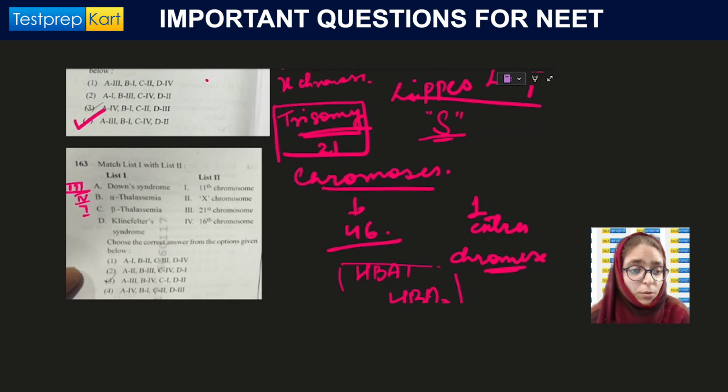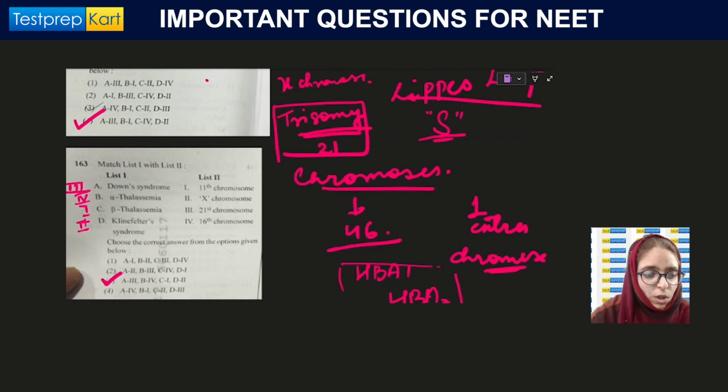And here we have this option number B. Now we will go through these options and we see which one will be the sequence: A3, B4, C1, D2. That means option number C will be the correct answer for this question.